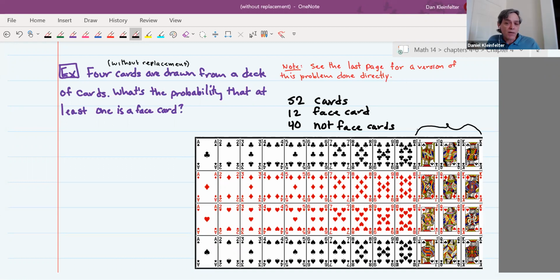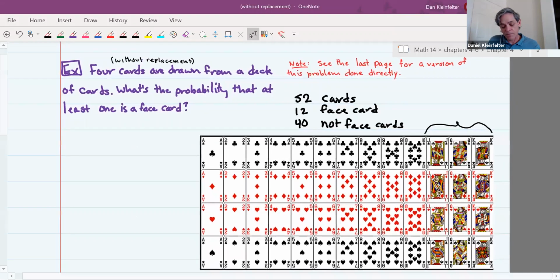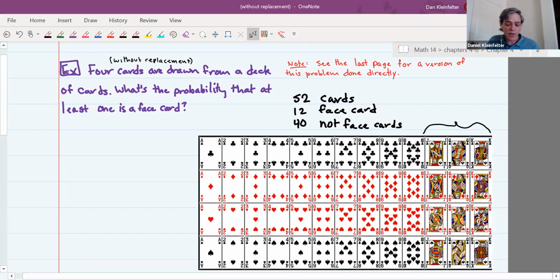So we want to think about how we could start on a formula for that. Well, at least one face card would be 1 face card, or 2, or 3, or 4 face cards. So there we'd have to figure out 4 separate probabilities and add them all up. That could be more work. And so we're going to see about trying an indirect approach. Later on, I'm going to show you how this would look if we do it directly. But for now, let's see if we can do it indirectly.